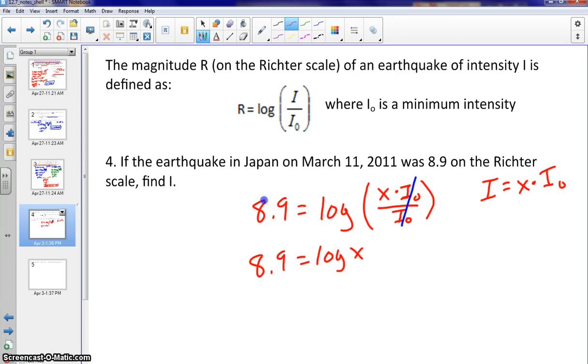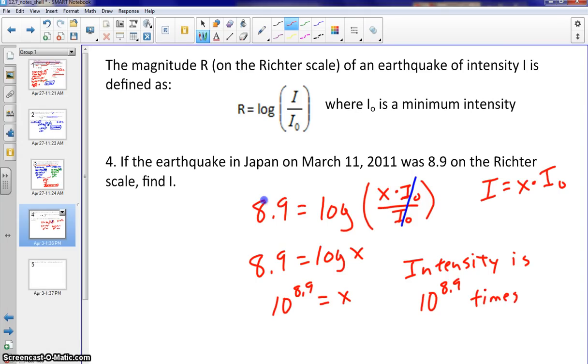Logarithmic equation, convert that to exponential. So I have 10 raised to the 8.9 equals x. And since this is a rather large number, we'll just go ahead and leave it as 10 raised to the 8.9. So the intensity is 10 raised to the 8.9 times I sub O.